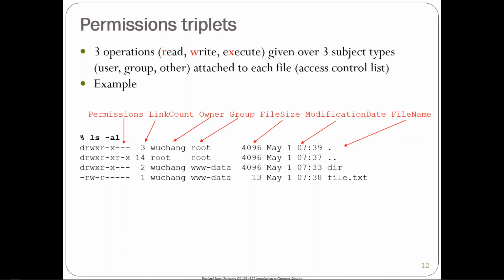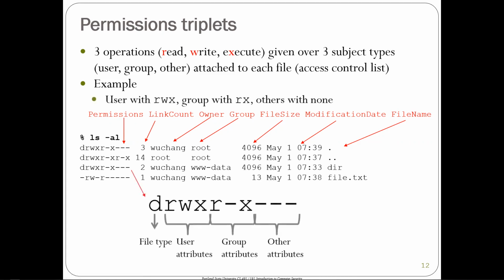When you do this ls -l, you see these 9 bits. There's the file type, which is the first letter, and then you see the permission bits that follow. The user attributes are on the left, so these are the user permissions. The group permissions are in the middle, and then the other attributes are on the right.